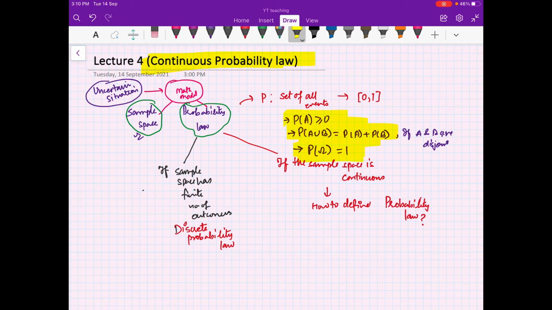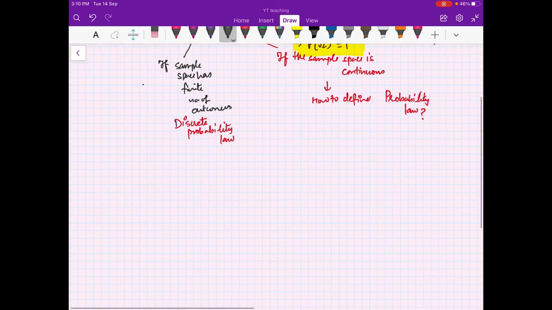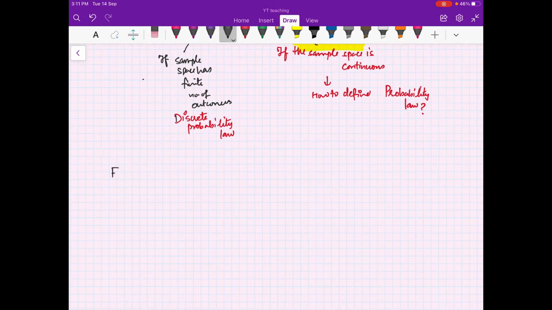Let us consider some examples and try to find out how we can define the probability in case the sample space is continuous. First of all, it should be clear to you when your sample space is discrete and when it is continuous. It's very simple. Example 1 is tossing a coin, which we discussed in the last video. Here there are only two possible outcomes, head and tail. So this is discrete, since you have only a finite number of outcomes. And then you look at example 2.